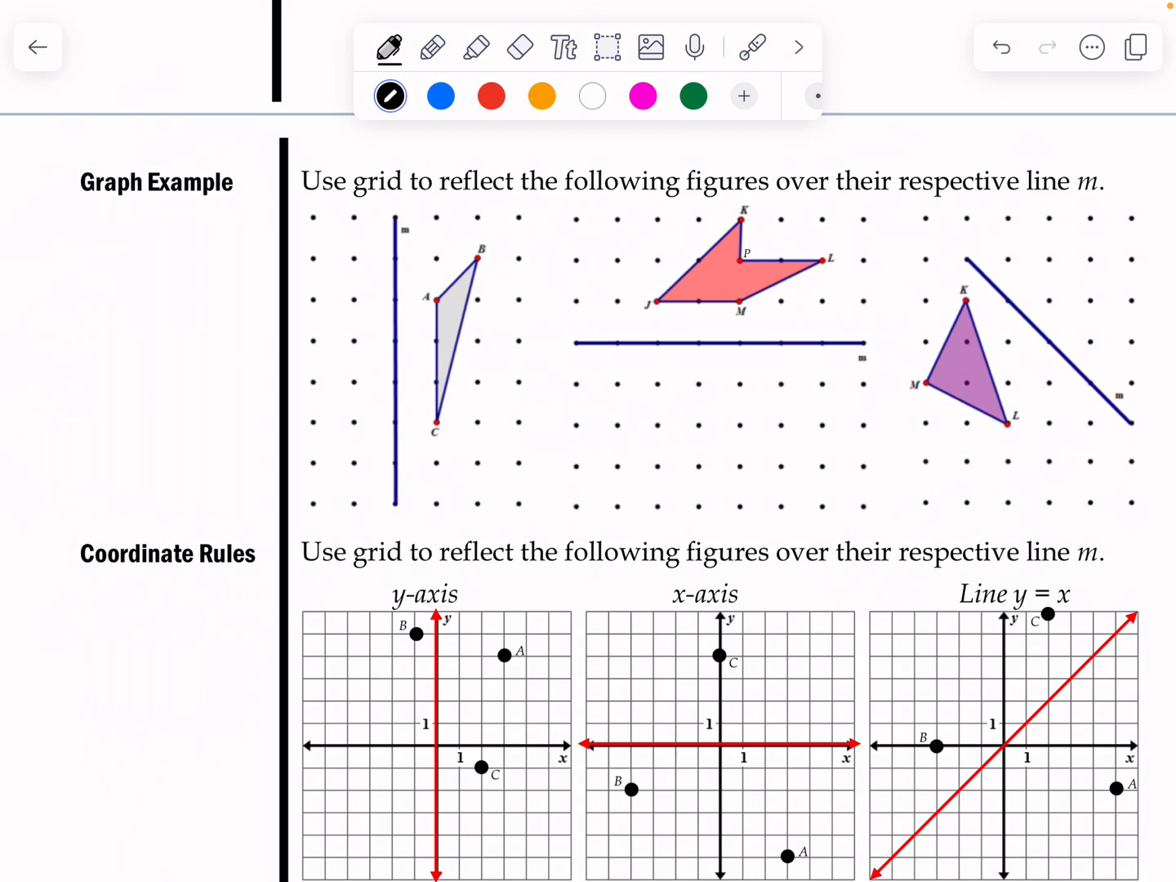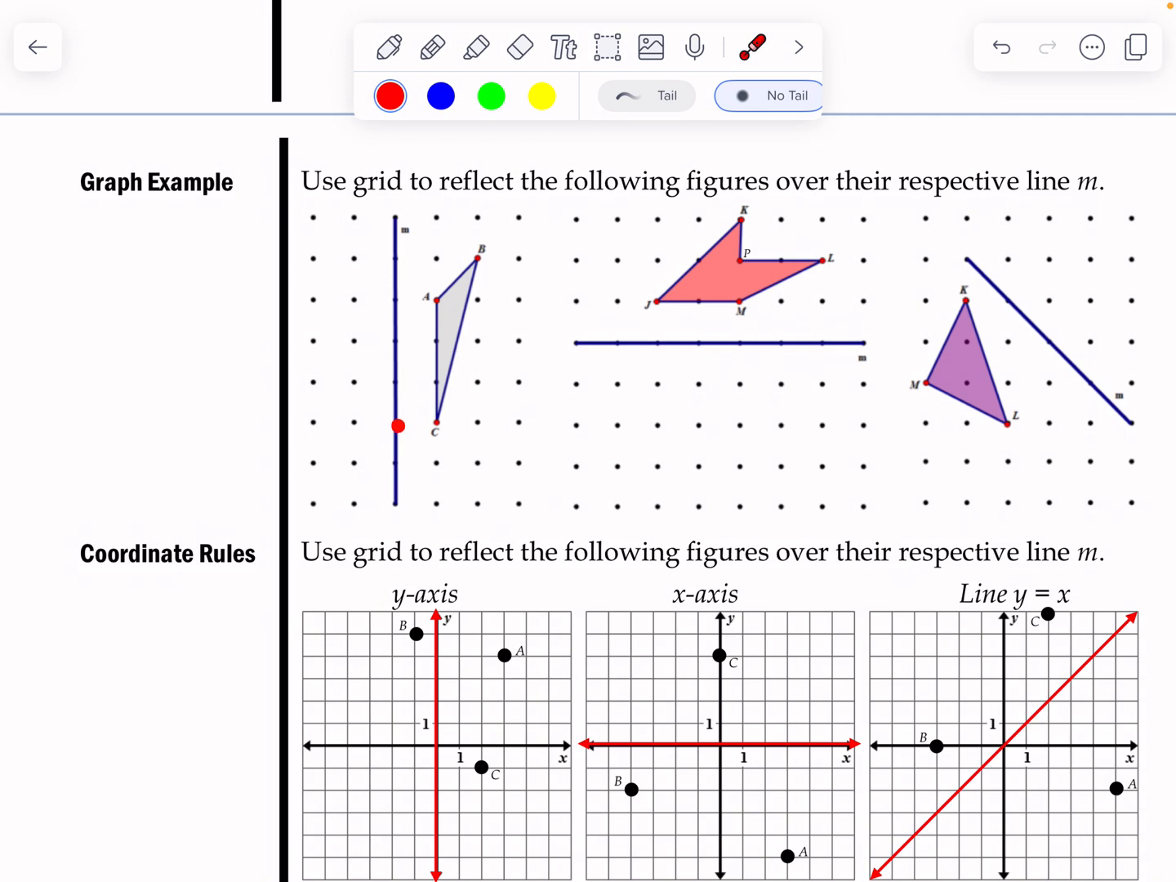Okay, so for the first one, we'll do this together. Obviously. It should say, reflect the following figures over their respective line, M. So when you look at this, we can use a variety of tools, but we're just going to use distances here. As you can see, let's start with C here.